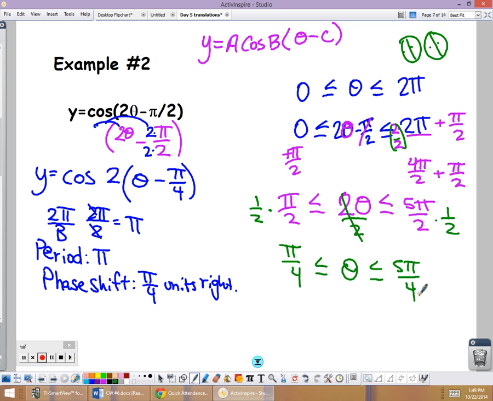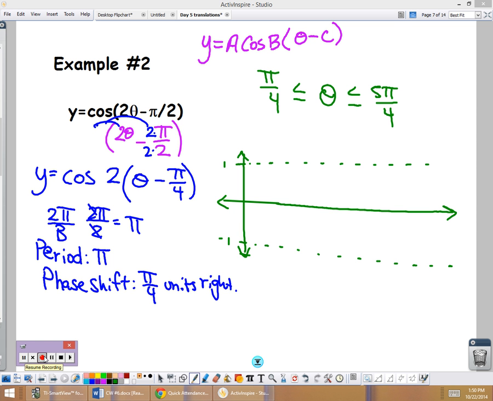Okay, so now I know that I start at pi over 4 and I stop at 5 pi over 4. Does that agree with my transformation? This said pi over 4 units to the right. Did that make sense? We started at 0, but now we're at pi over 4. Do we agree? It agrees. Good. So I probably did that correctly. So now we want to graph it.